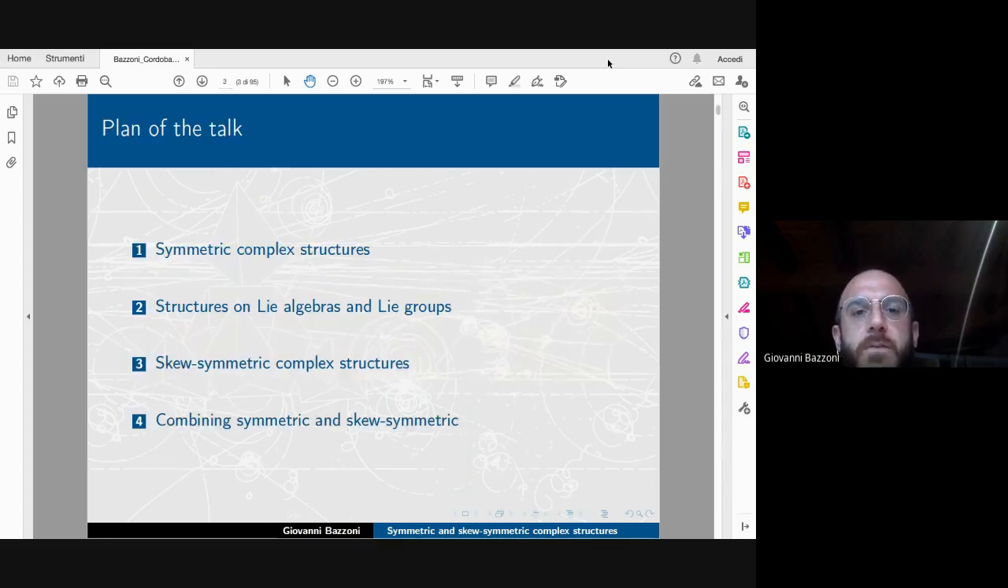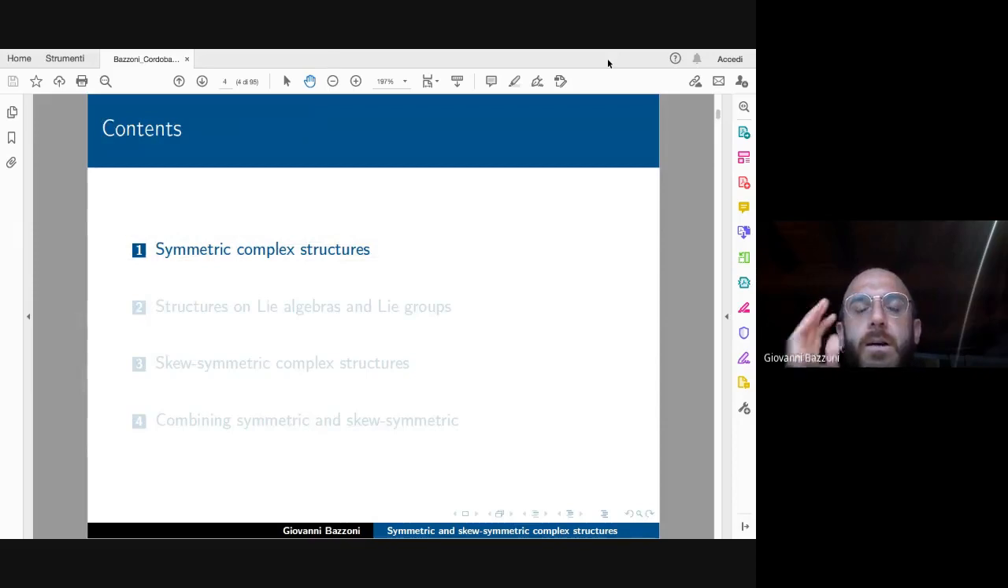I will give a precise definition. And to obtain examples, as many of us do, I will consider Lie algebras and Lie groups. And then I will say a little bit about skewsymmetric complex structures. And I will say something about how one can combine those to obtain further geometry. So let's start with the notion of symmetric complex structure.